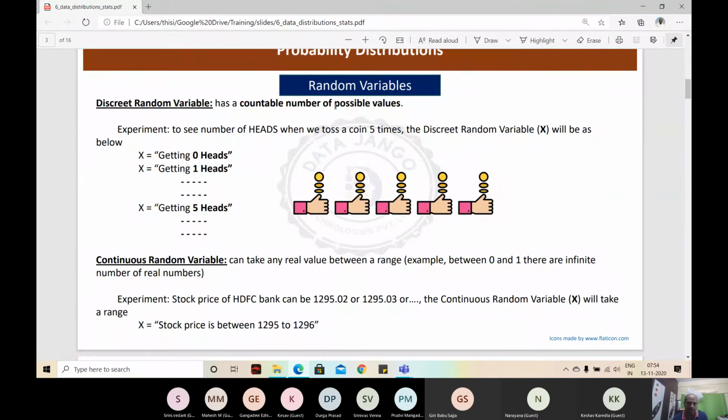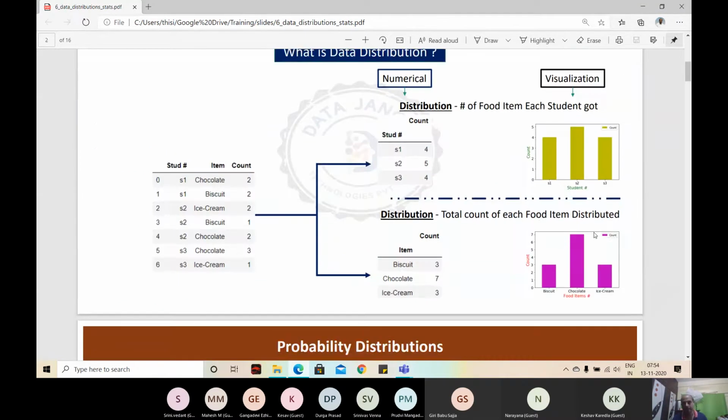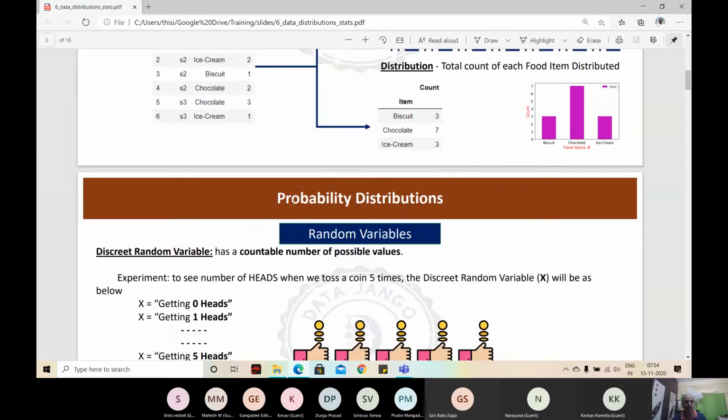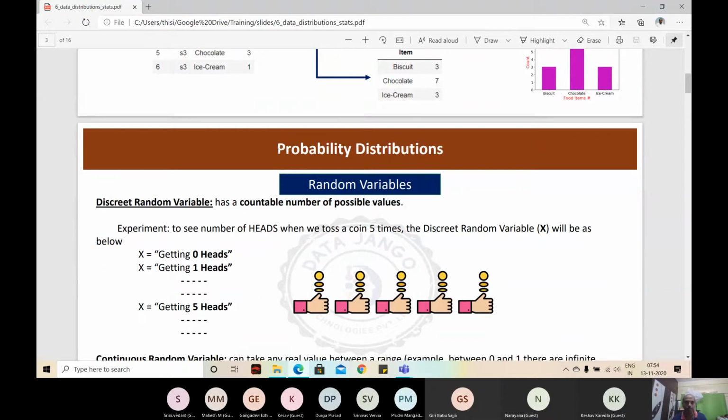When we do an experiment, we need to understand what a random variable is before we understand probability. This term is too heavy, but there is nothing big. If you understand count on the y-axis and items on the x-axis, that is the same thing. Whether it is a probability distribution or a count distribution, it is the same. Don't get confused. Probability distribution is a big word, but the meaning is very small.